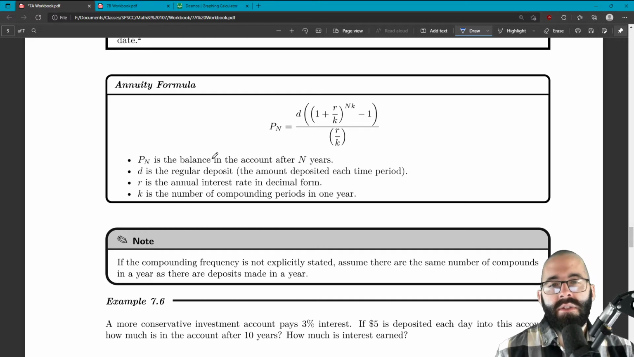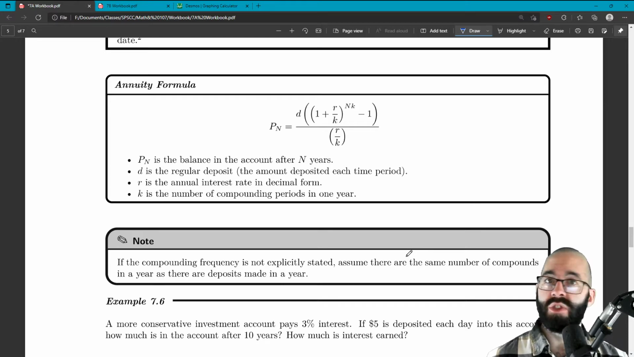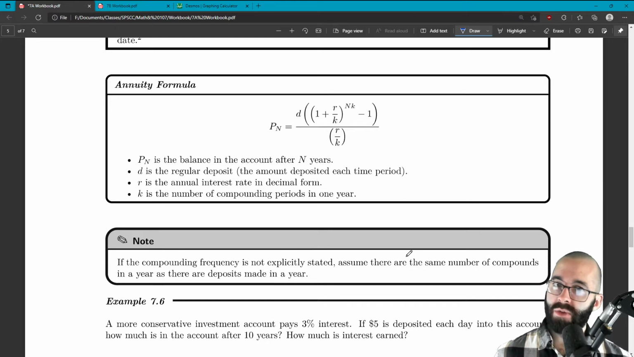Okay. And sometimes, looking at this note down here, we don't specifically state the compounding frequency, so we'll just assume it's the same as the deposits. So if we're making monthly payments, we're going to assume monthly compounding on the interest. Okay, so K equals 12 in that example because there are 12 months in a year. So we're going to use this formula.